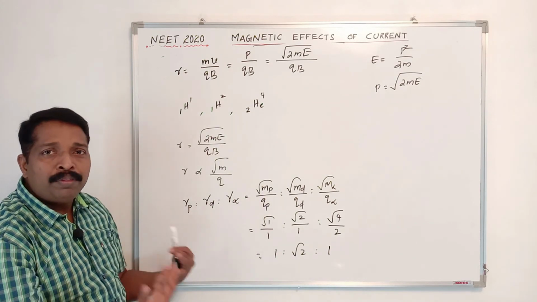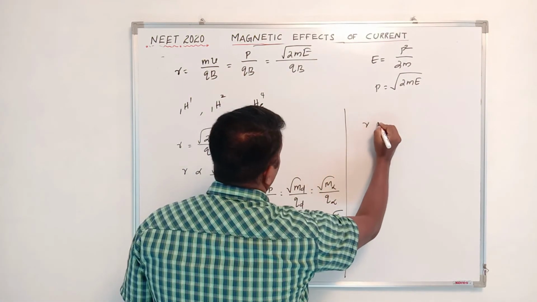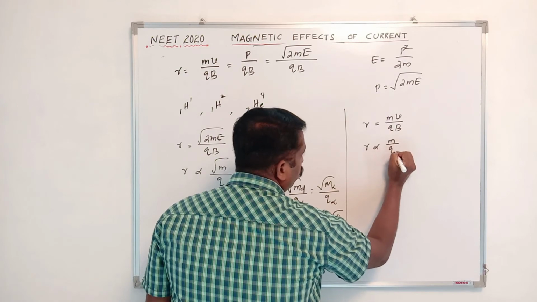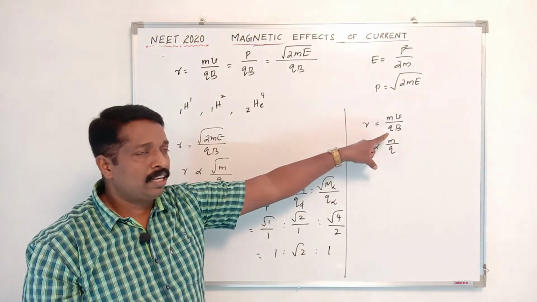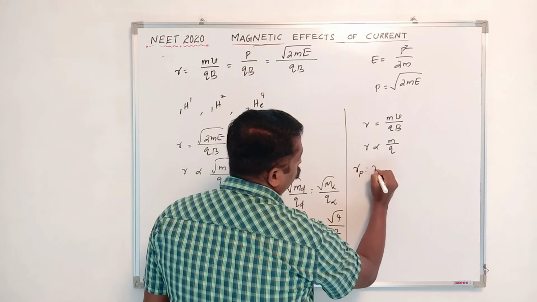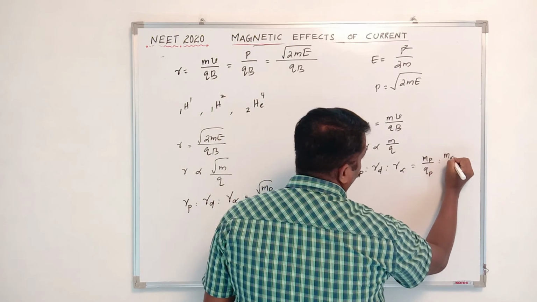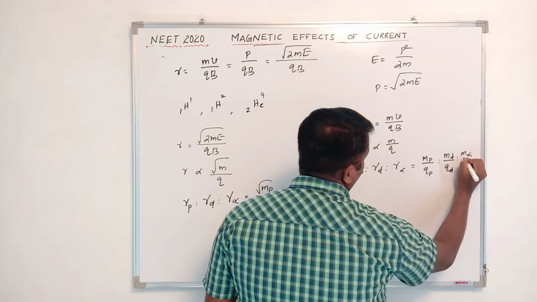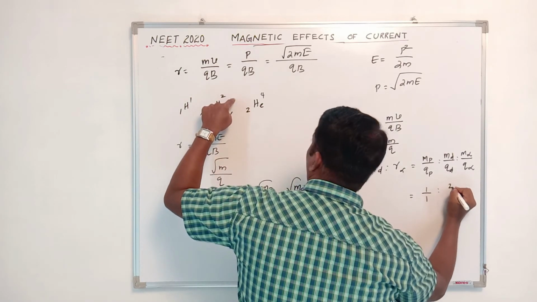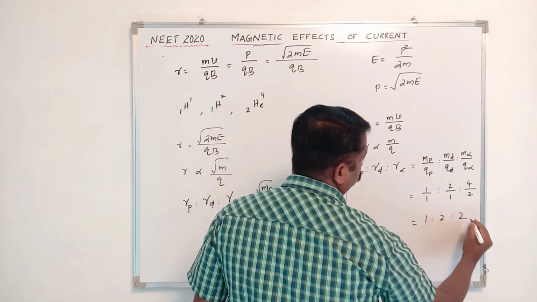Okay. If they are projected with the same velocity, then what is the equation? Now r is equal to mv by qB, then r is proportional to m by q, because v is constant and B is constant. Then r proton is to r deuteron is to r alpha is equal to m proton by q proton is to m deuteron by q deuteron is to m alpha by q alpha. 1 by 1 is to 2 by 1 is to 4 by 2, that's equal to 1 is to 2 is to 2.